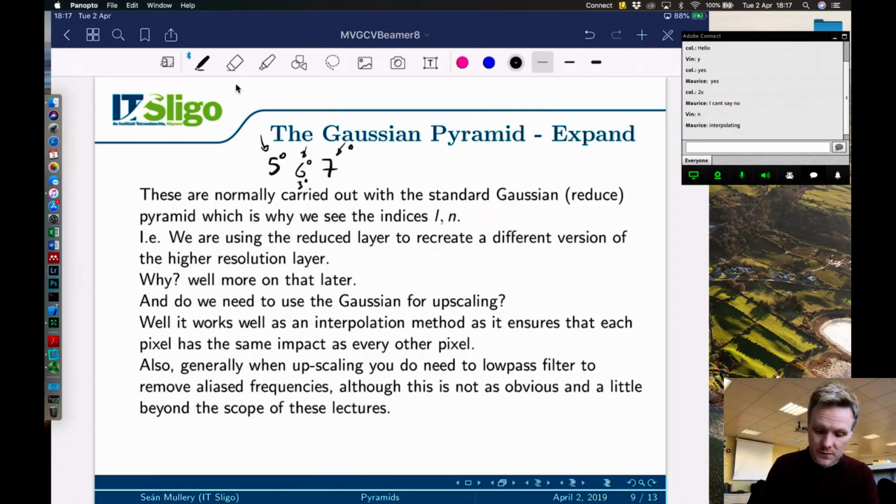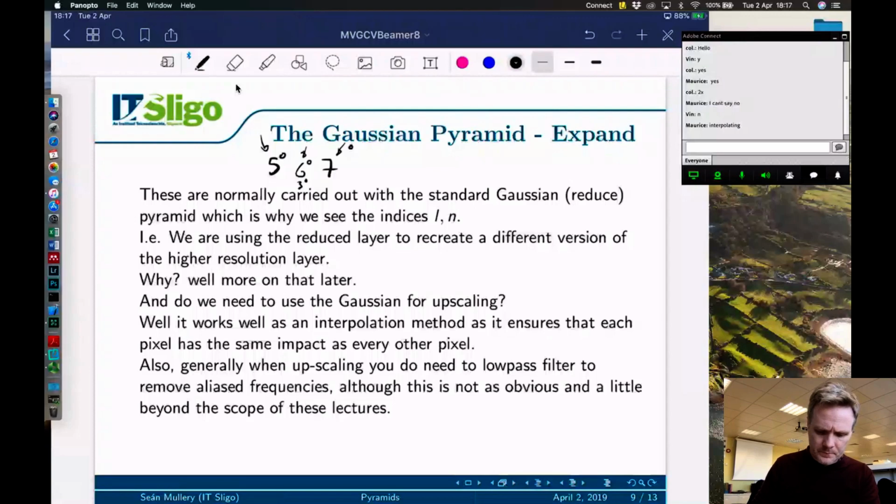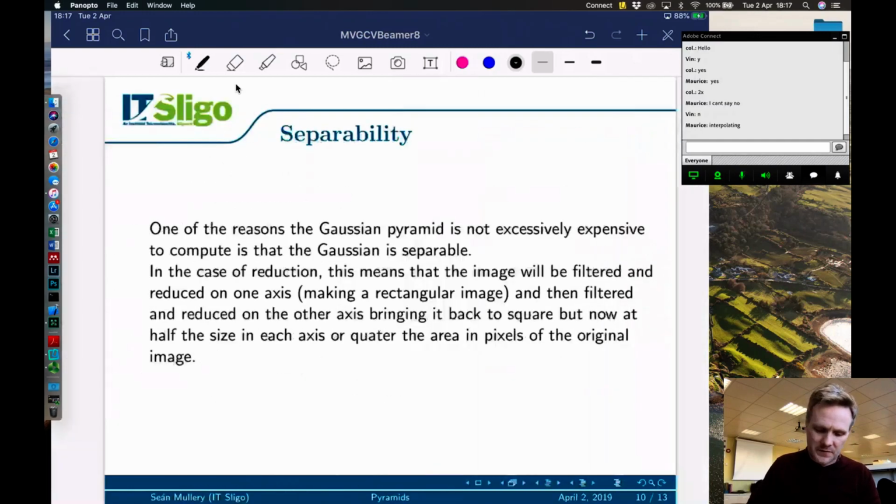Okay, so we smooth with the Gaussian going in both directions. Just one point here, it works quite well as an interpolation method, and it also ensures that each pixel has the same impact as every other pixel. Again, I'm not going to go into detail on that, but the Gaussian is quite useful when you're doing that subsampling, it makes sure that no matter which direction you're going, every pixel plays an equal part in creating all the other pixels going the other direction, so that no one pixel is treated as higher than the others in the interpolation process.